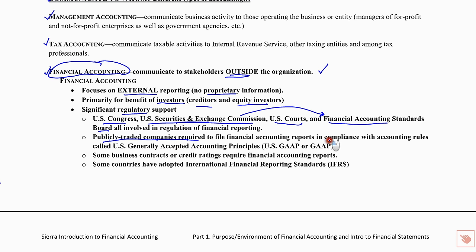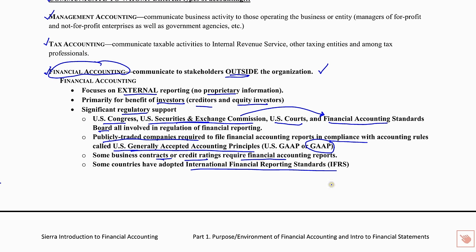And these reports have to comply, they have to be in compliance with accounting rules that we call generally accepted accounting principles. And in the U.S., it's U.S. GAAP, but we just call it GAAP. There could be French GAAP or Argentinian GAAP. Different countries have their own principles. So, as I mentioned, some business contracts may require financial accounting reports or credit rating agencies. Other countries may apply, instead of GAAP, international financial reporting standards.